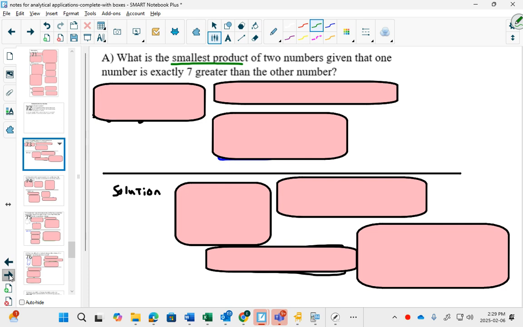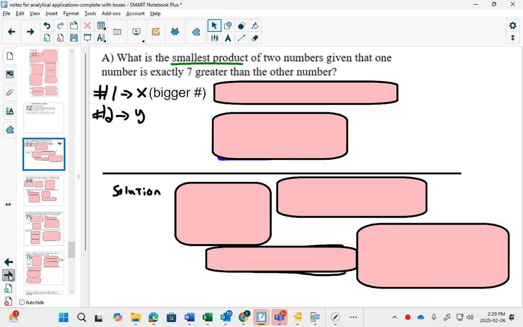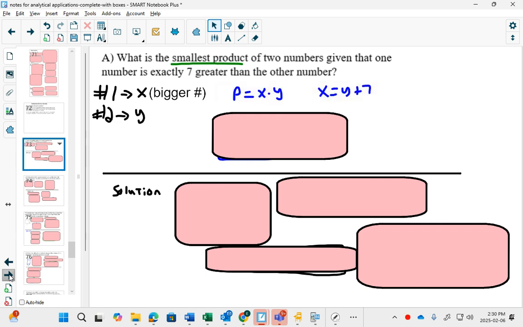But how do we set this up so that we can use calculus? So we think about our situation. We have two numbers. We'll call one number x, the other number y. It doesn't matter which one is which, but for argument's sake, we'll say x is the bigger number. Then our product will be x times y. We want to write an equation with the product because the product is what we want to optimize. So we want product equals x times y.